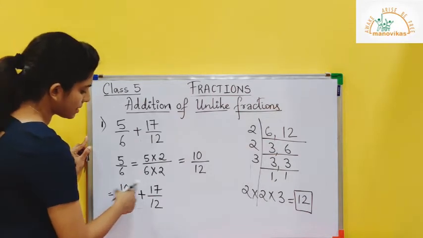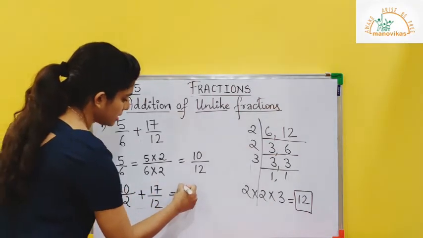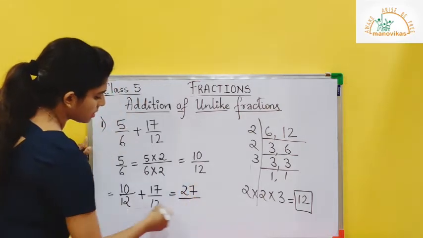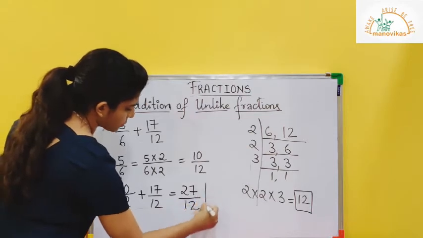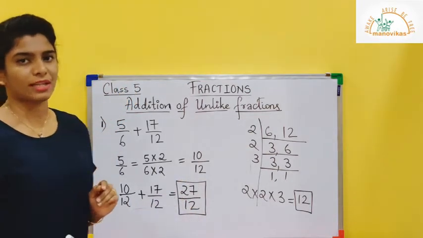So what is the answer? What is 10 plus 17? It is 27 upon, the denominator will remain same. So this is the answer, 27 upon 12.